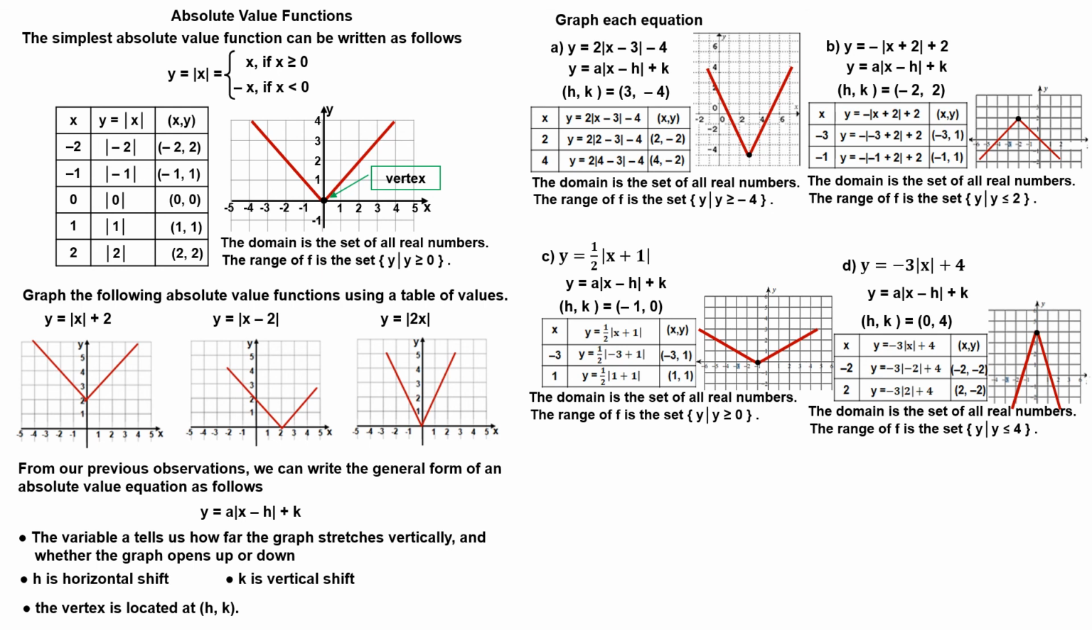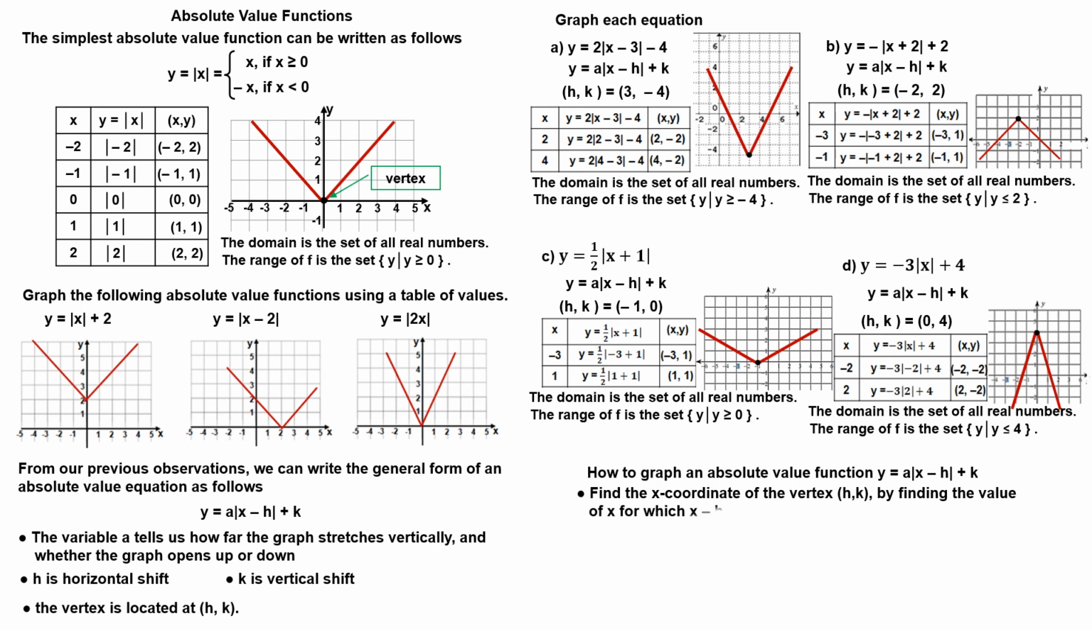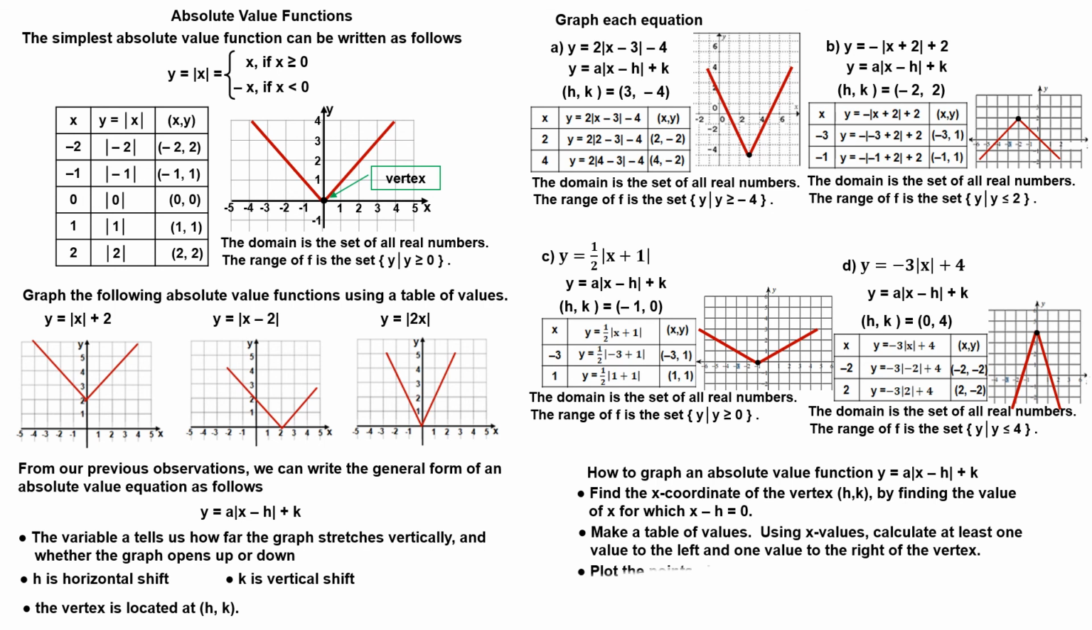Let's summarize all of these. How to graph an absolute value function. Find the x-coordinate of the vertex by finding the value of x for which x minus h equals 0. Make a table of values. Using x values, calculate at least one value to the left and one value to the right of the vertex. Plot the points given in the table and draw a V-shaped graph, opening up or down through the points.